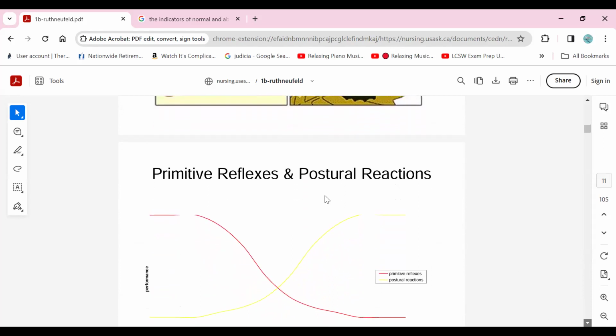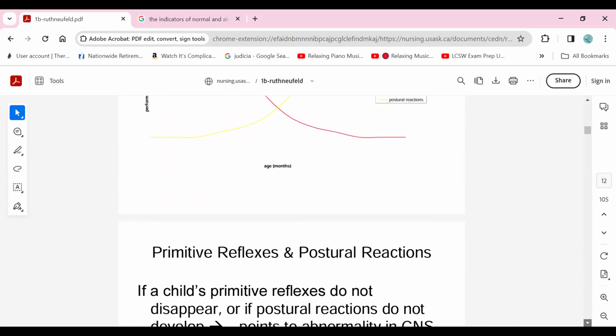Primitive reflexes, postural reactions. Performance, primitive reflexes, postural reactions. So the primitive reflexes here, at the top and the bottom, and the postural reactions.